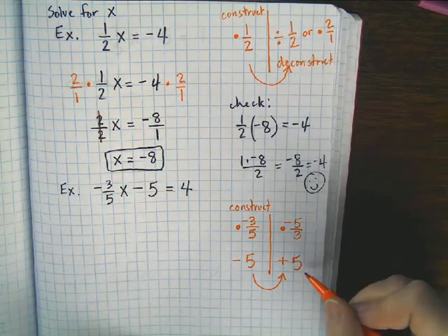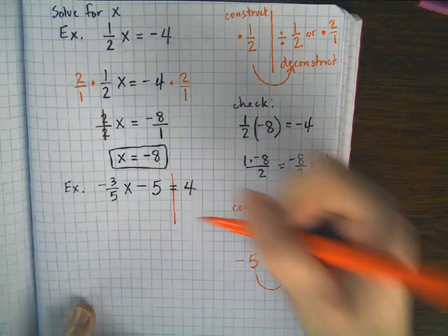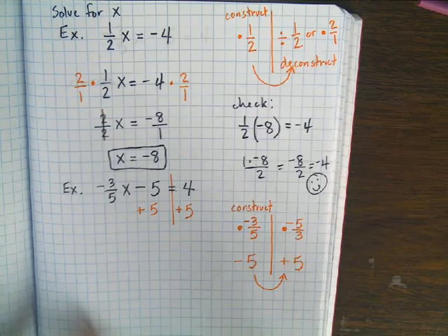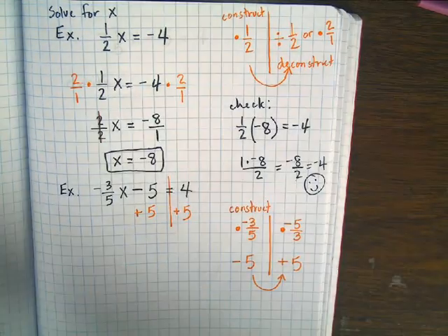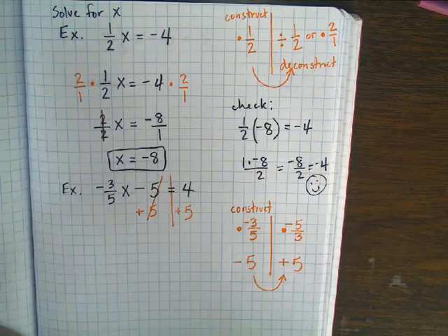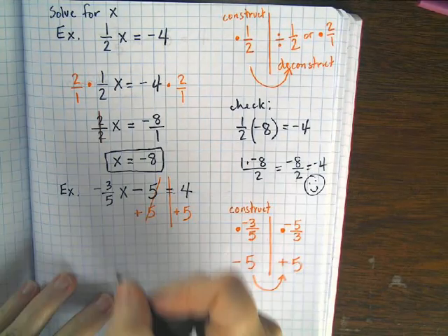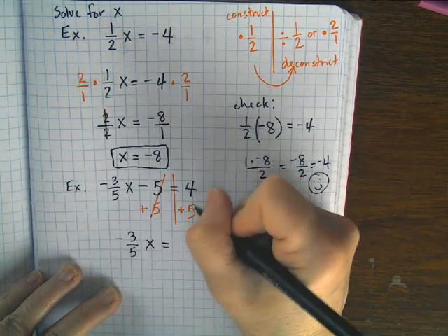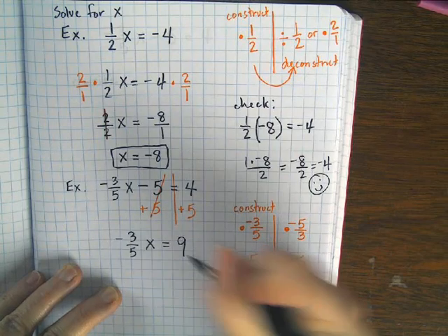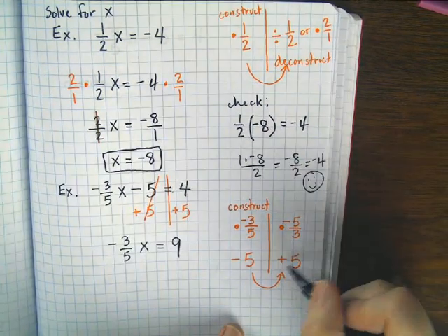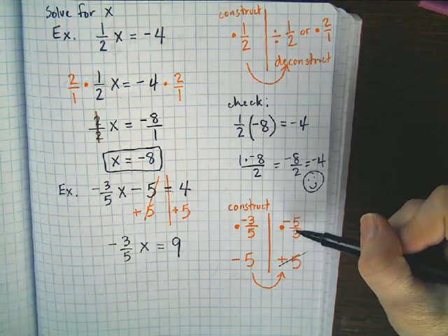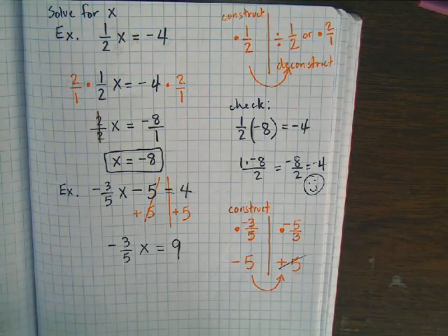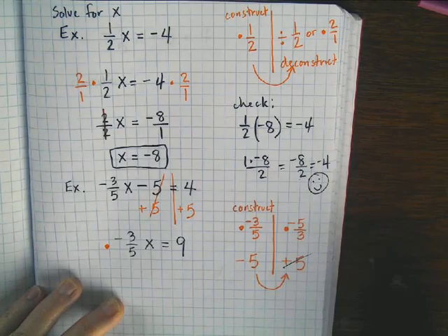So I'm going to add 5 to both sides of my equal sign. And the 5's go away, negative 5 plus 5, that's 0. So I'm left with negative 3/5 x is equal to 4 plus 5 is 9. Okay, so I took care of that. Done. So what do I need to do next? I need to multiply by negative 5/3.